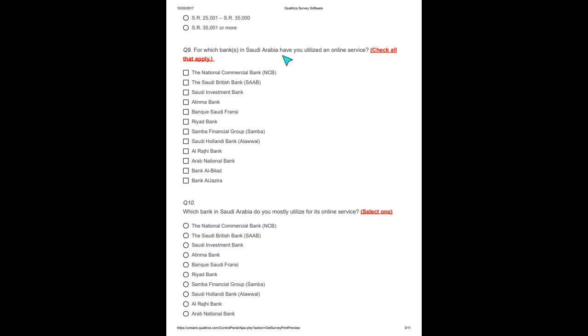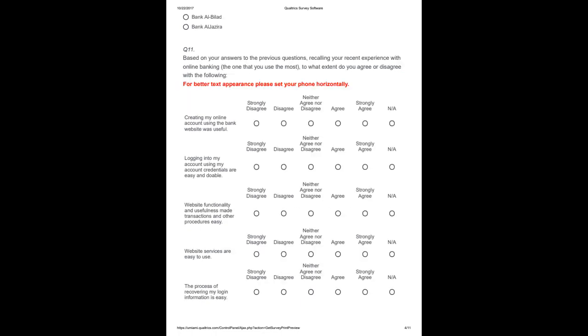For which bank in Saudi Arabia have you utilized an online service? Any of the banks here; some may be old names of course, a lot of things have changed since then, banks merged, so this is based on the time at which this research was conducted. And which bank do you mostly utilize for online? Here, any of the banks you tried, and here which one is the one you use the most, the one you use most, so your experience will be built on it.